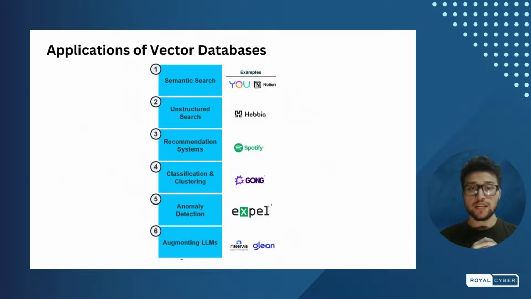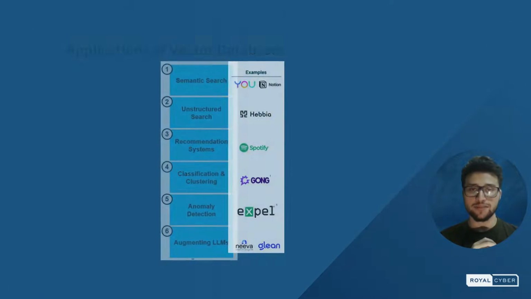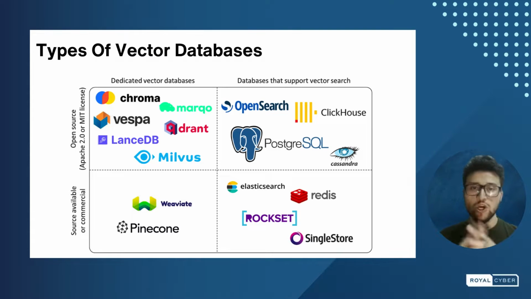Next, vector databases are used for classifications and clustering, for anomaly or error detection, and for building applications which include large language models, or LLMs. Here we can see that we have two types of vector databases, open source and closed source. And among those, there are some vector databases which support vector search and some do not.